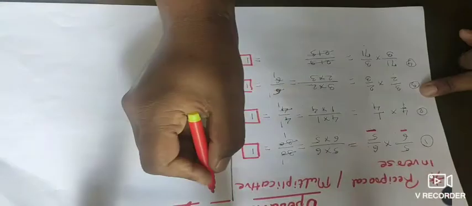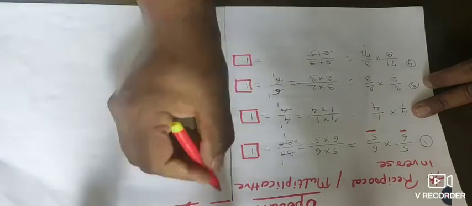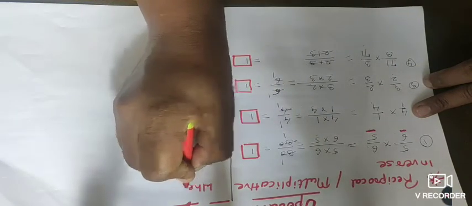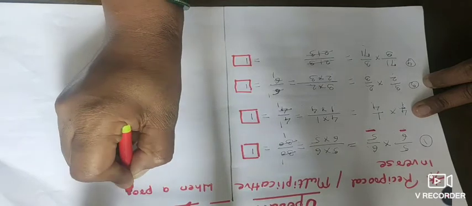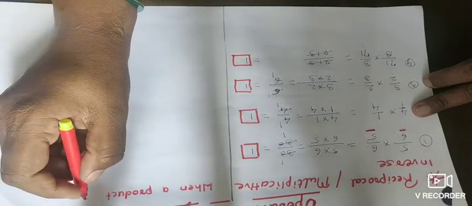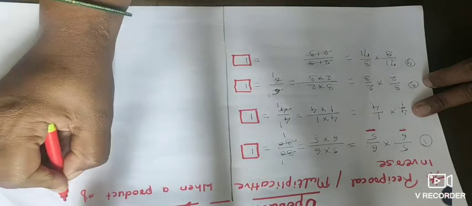Any numerator, any denominator you take, if I multiply this fraction with another fraction with the denominator and numerator positions interchanged, the answer I will always get is 1. So from this I will write one definition here. When the product of two numbers is 1, these two numbers are there and their product is always 1. So here I will write: when a product of the two numbers is 1.